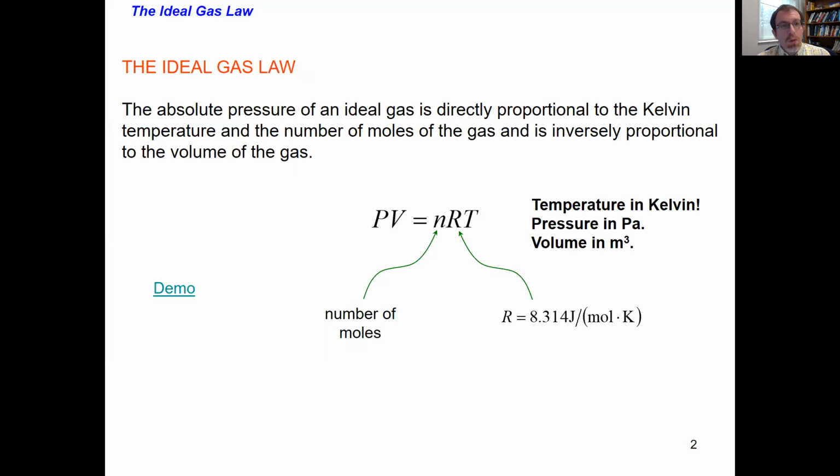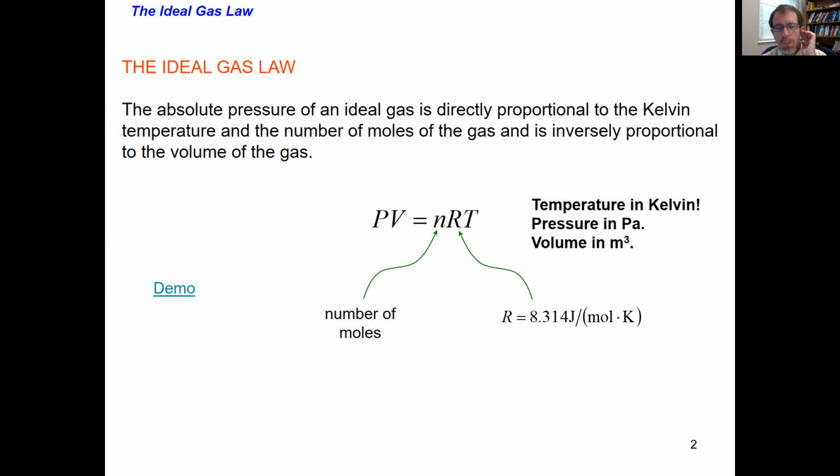So this is going to be a reminder of what the ideal gas law is. If we've got a container filled with some gas, then the pressure inside that container, the volume of the container, the temperature of the gas inside that container, as well as the amount of gas inside that container, are all interrelated with this ideal gas law. The ideal gas law says that the pressure of the gas times the volume of the gas is equal to the amount of the gas times this constant R times the temperature of the gas in Kelvin.